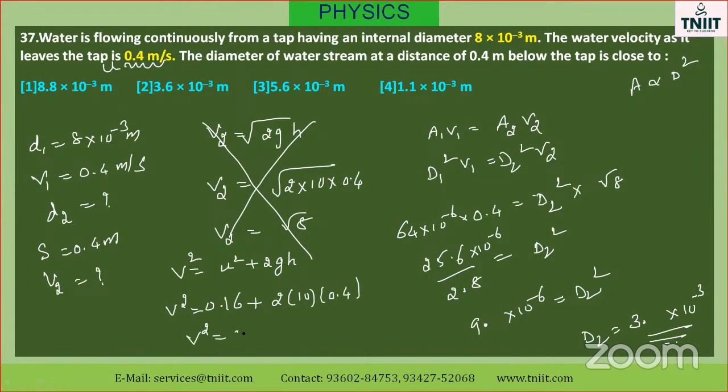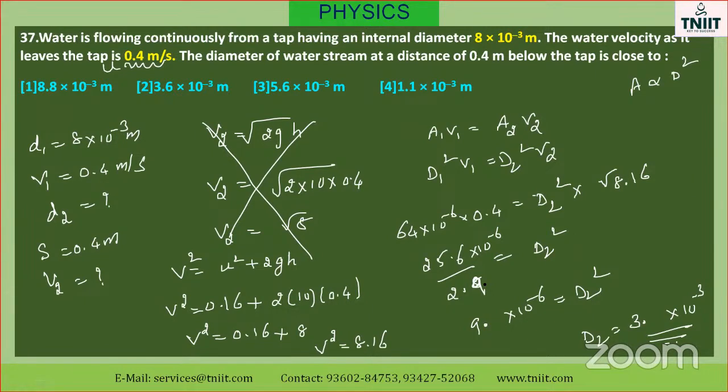So v squared is 0.16 plus 2 into 10, which is 20, into 0.4, which is 8. It is close to 8.16, right? So v squared value is 8.16. Root of 8.16 is still 2.8, 2.9 only, no? So that will not matter much, I think.